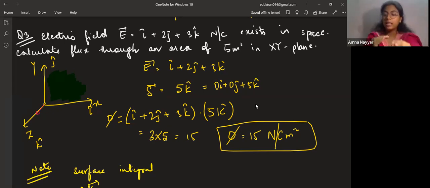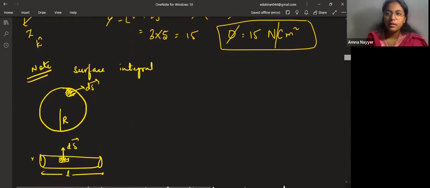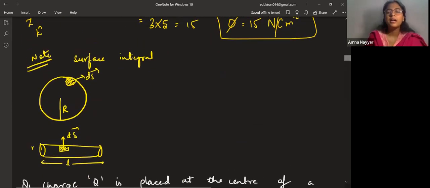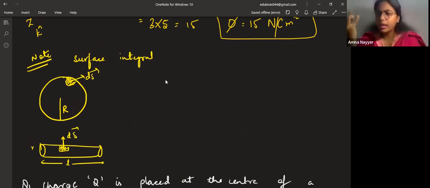Now, class, till here we were having electric flux independently. Now, one small concept and a question that will lead you to Gauss theorem. So just pay attention to it, as we are discussing Gauss theorem. If you take a sphere and a very small portion, when you are solving surface integral ds, right?